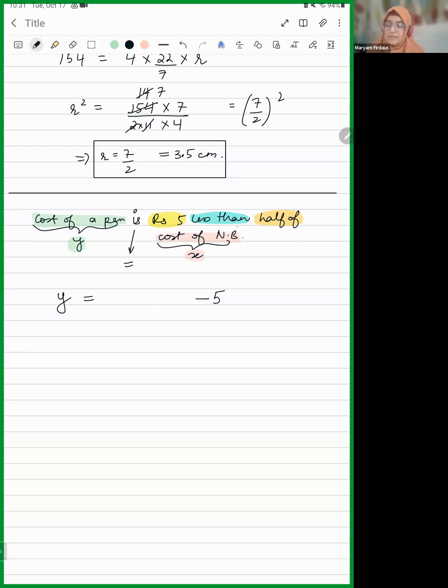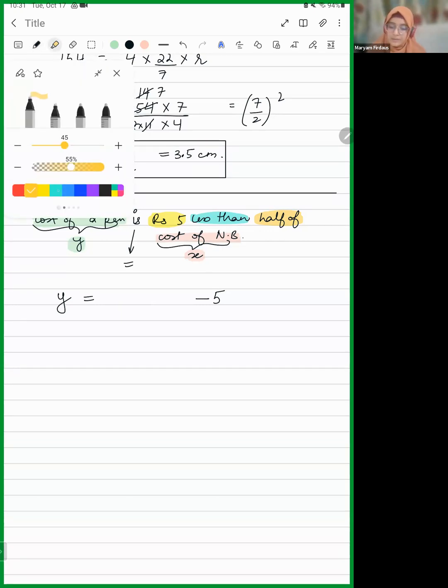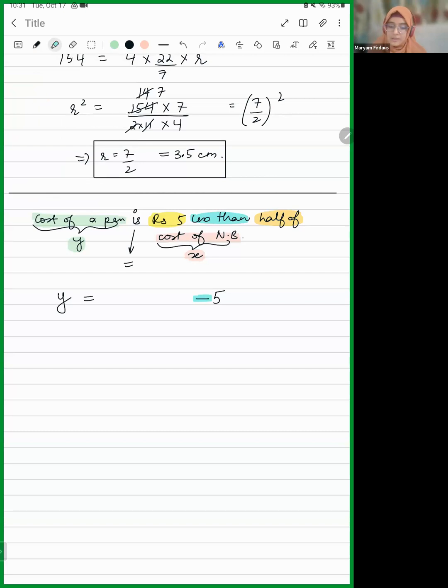That is why whatever is going to come here, we do that minus 5. Now they are saying less than. So this is your less than, meaning this minus sign, and this rupees 5 is over here. Now, half of the cost of the notebook. The cost of the notebook is what? X. The cost of the notebook is X. Half of the cost of the notebook. Half of X is how much?